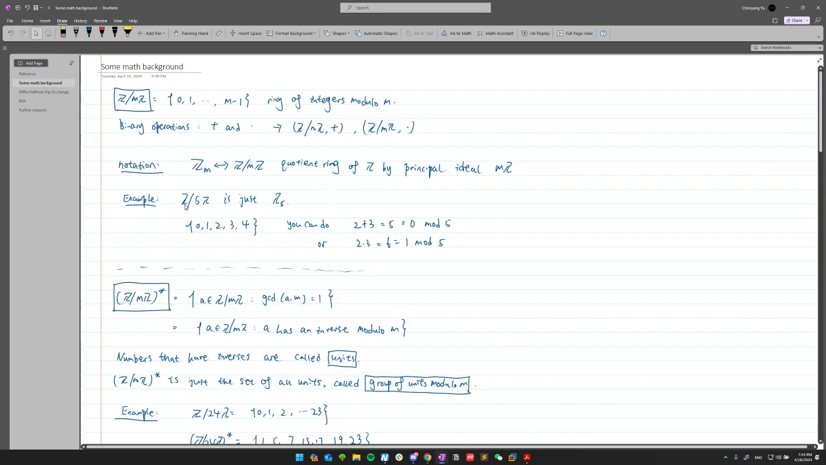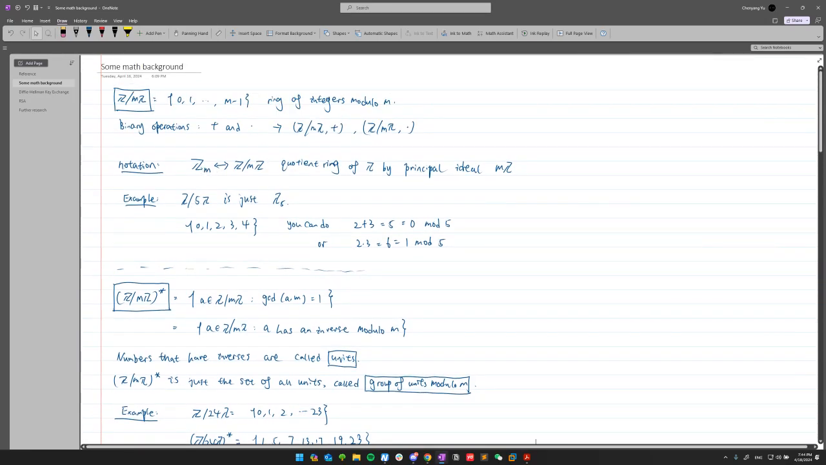For example, when m is 5, you have Z mod 5Z. It only has 5 elements, which are 0, 1, 2, 3, and 4. And you can do addition and multiplication here, both mod 5.